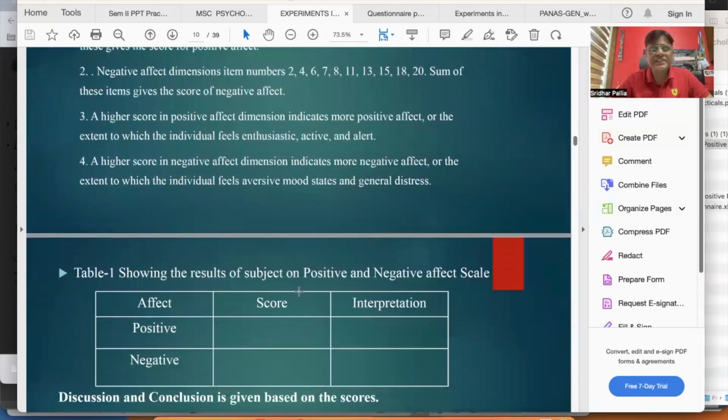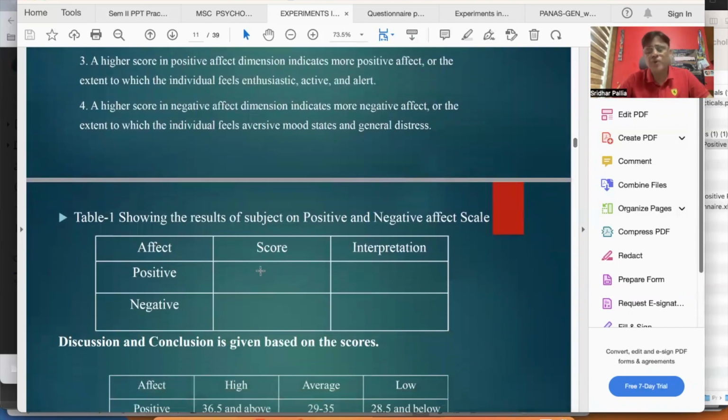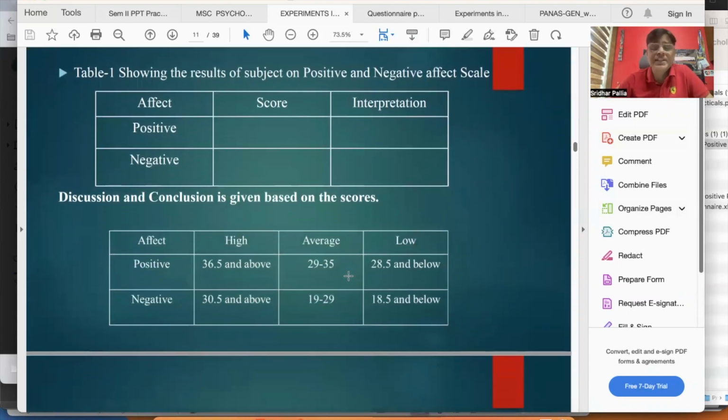Now, what is the inference? You put the total of positive here and the total of negative here. How you arrive at the interpretation is simple. You just have to remember this particular table. For the positive score, if it is 36.5 and above, he or she has got a lot of positive effect. Similarly, average is 29 to 35, if the score lands in 29 to 35. And 28.5 and below, the positive effect is low.